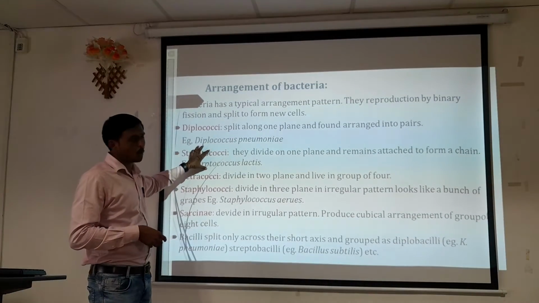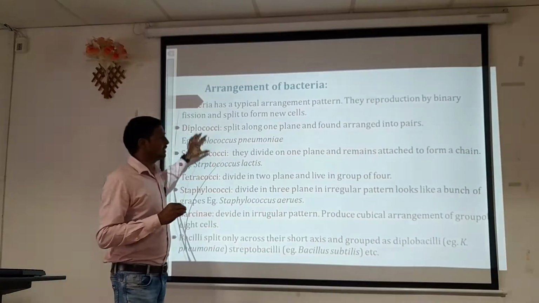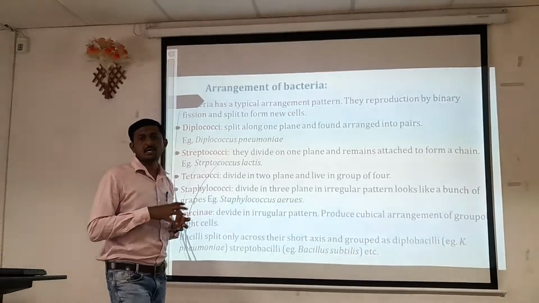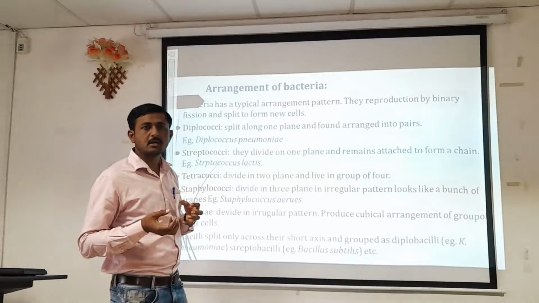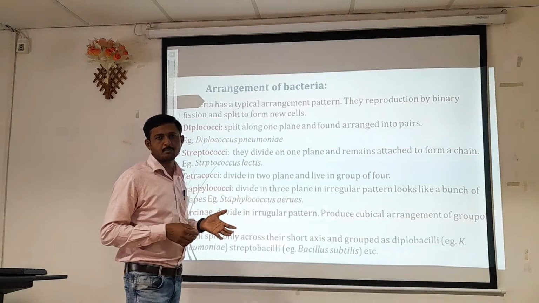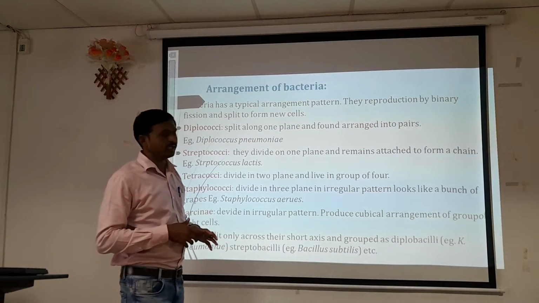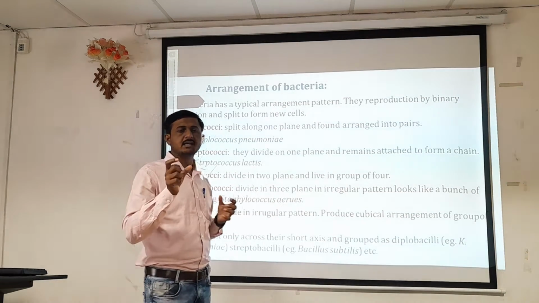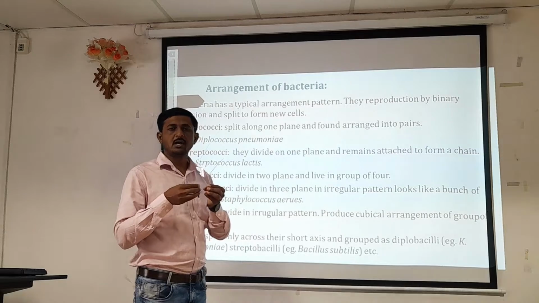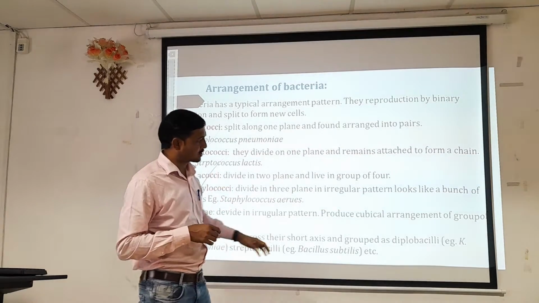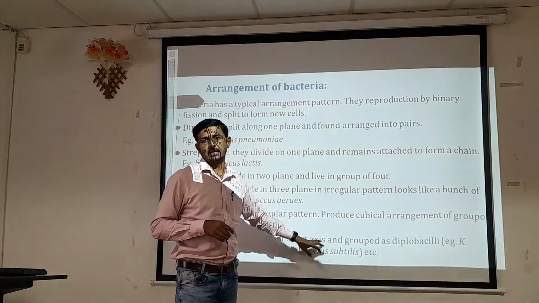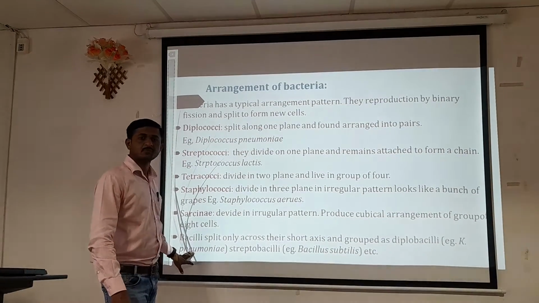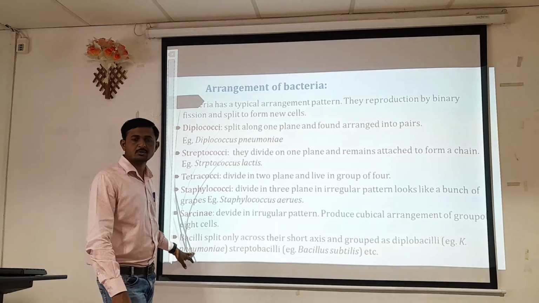Apart from these, cocci, meaning oval shape, are present in different arrangement types. Bacilli are also present in separate types of arrangement. Here they are found in diplobacilli format, meaning two bacilli are found attached to one another. That group is called diplobacilli. An example of diplobacilli is Klebsiella pneumoniae, a causative agent of pneumonia.